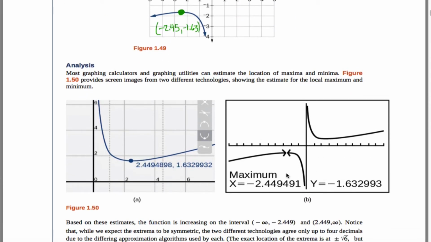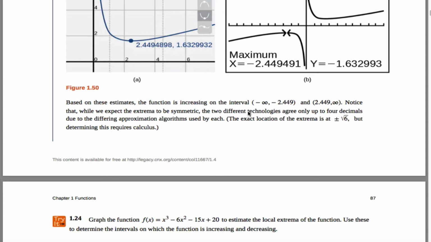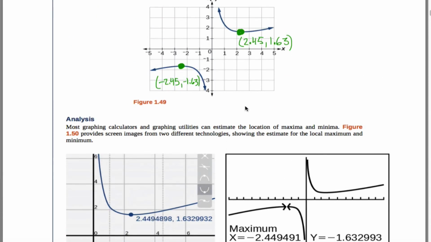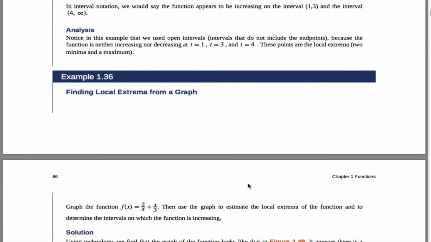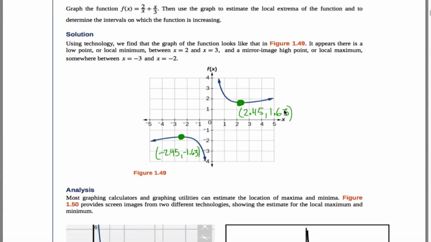So yeah, they take you through all this, with some screenshots that look kind of like mine. I'm curious, I guess I didn't even figure out what this question was asking. Maybe I should have done that first. It says graph this function, then use the graph to estimate the local extrema of the function, so that's this point and this point, and to determine the intervals on which the function is increasing. So that's kind of interesting, right? I've got to figure out where it's increasing.